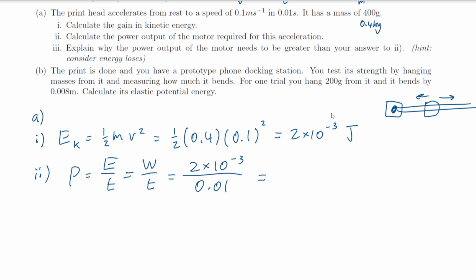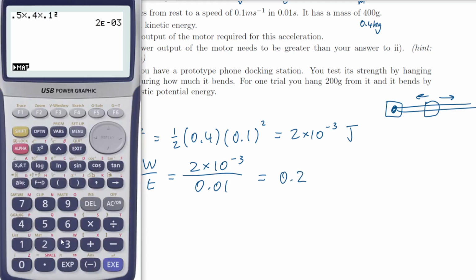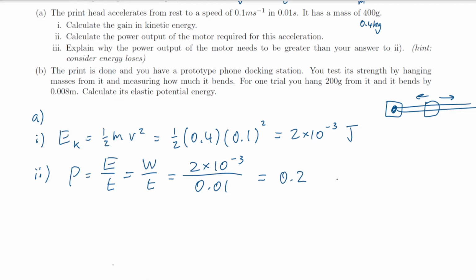And what's that? So that's 1/100th. So it's the same as timesing the numerator by 100. So that should be 0.2. Let's see. So divided by 0.01. Genius. So what are the units for that? Yep. What are the units for that? Alright, show's over. So we've worked out the power output of the motor.